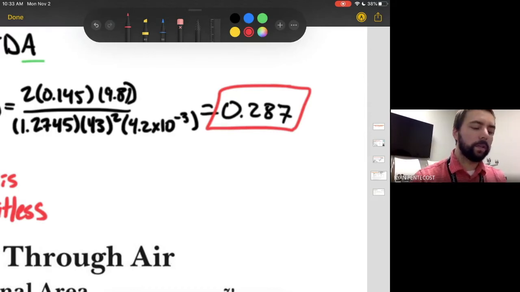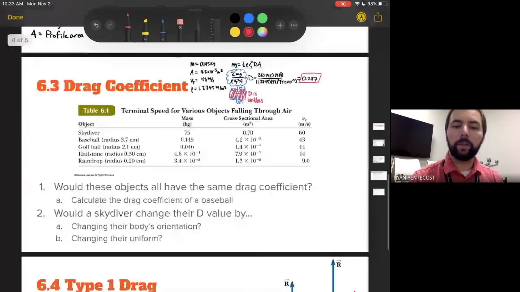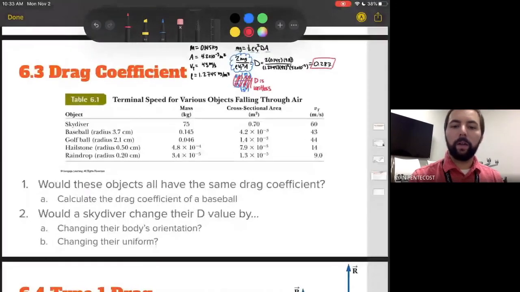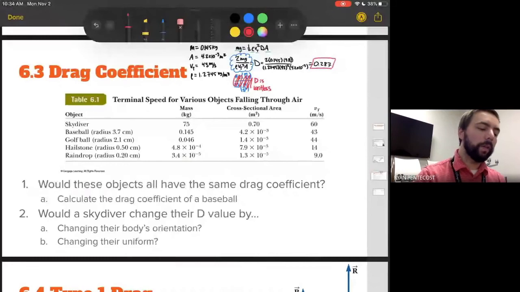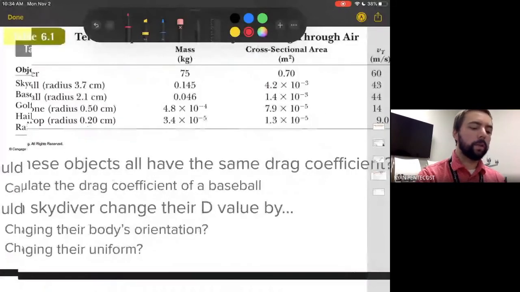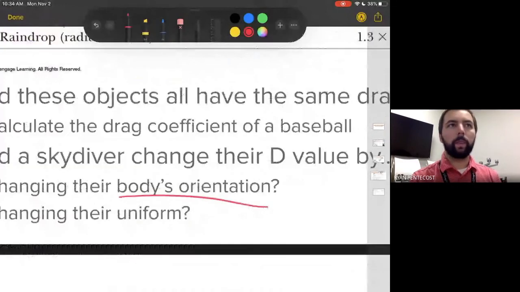Now, let's discuss this. Would a skydiver change their drag coefficient by changing their orientation? So let's look at this. The body's orientation. Well, the shape has a lot to do with it, right? So if you are spread eagle, you actually have a slower terminal velocity than if you were to go pencil dive, right? Now you think that has to do with profile area, but it also has to do with your shape, because when you're pencil diving, you're actually more aerodynamic.